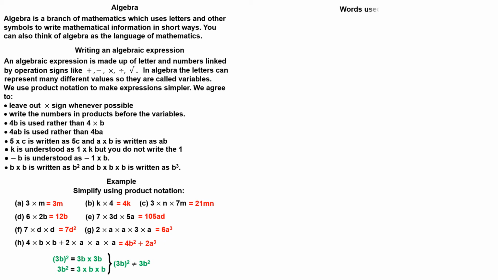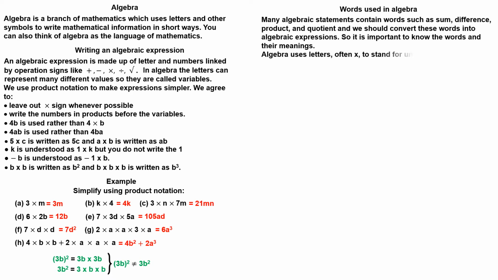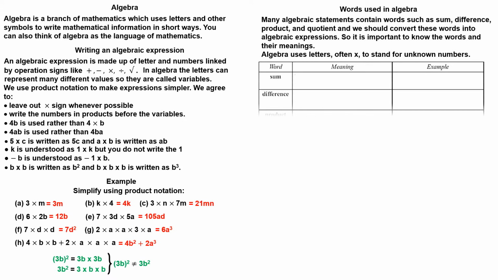Words used in algebra. Many algebraic statements contain words such as sum, difference, product, and quotient, and we should convert these words into algebraic expressions, so it's important to know the words and their meanings. Algebra uses letters, often x, to stand for unknown numbers. Pay attention to this table.